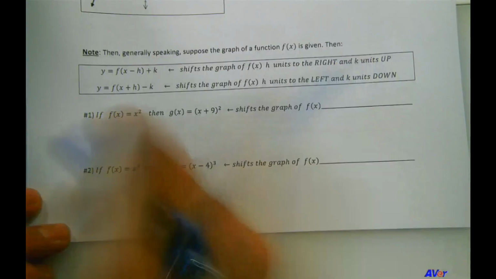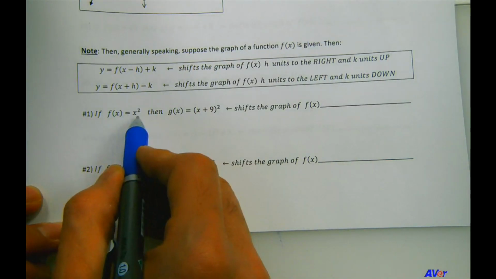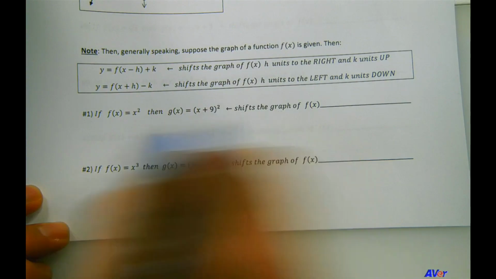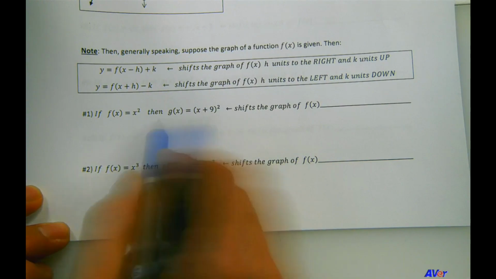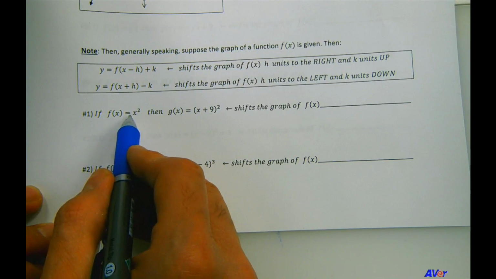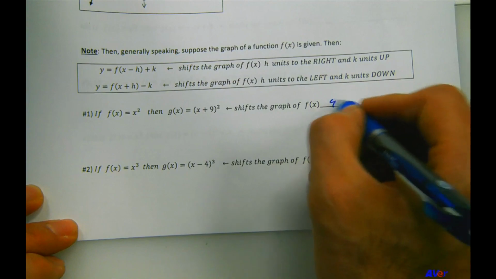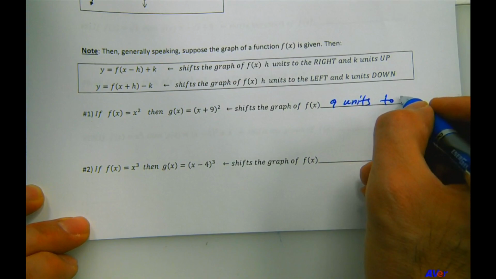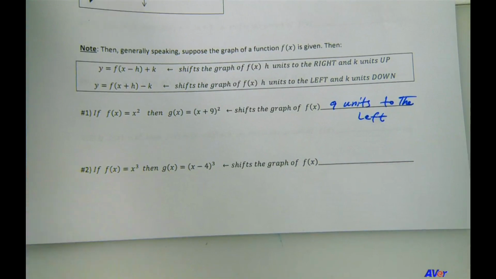So the first one, it says if f of x equals x squared, that's the basic quadratic function, then g of x equals (x plus 9) squared shifts the graph of f of x in which direction? What would you say? It would shift the graph of f of x to the left or right? To the left, right? 9 units to the left, or 9 units left, like that. So let's look at this on the computer.